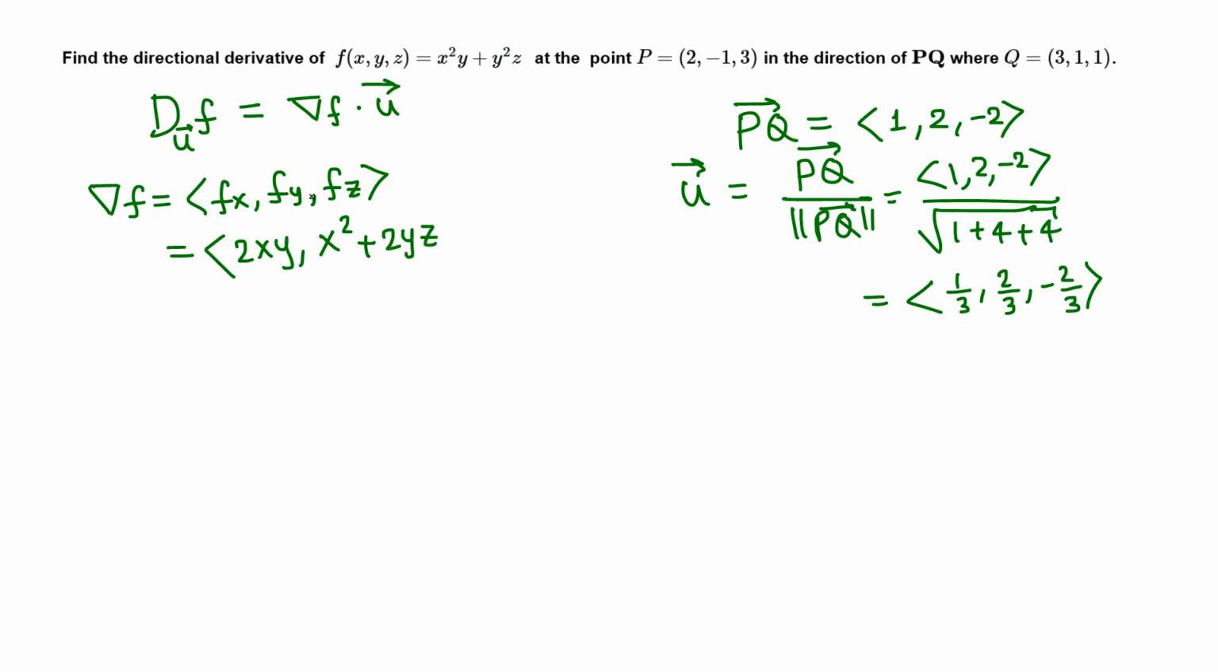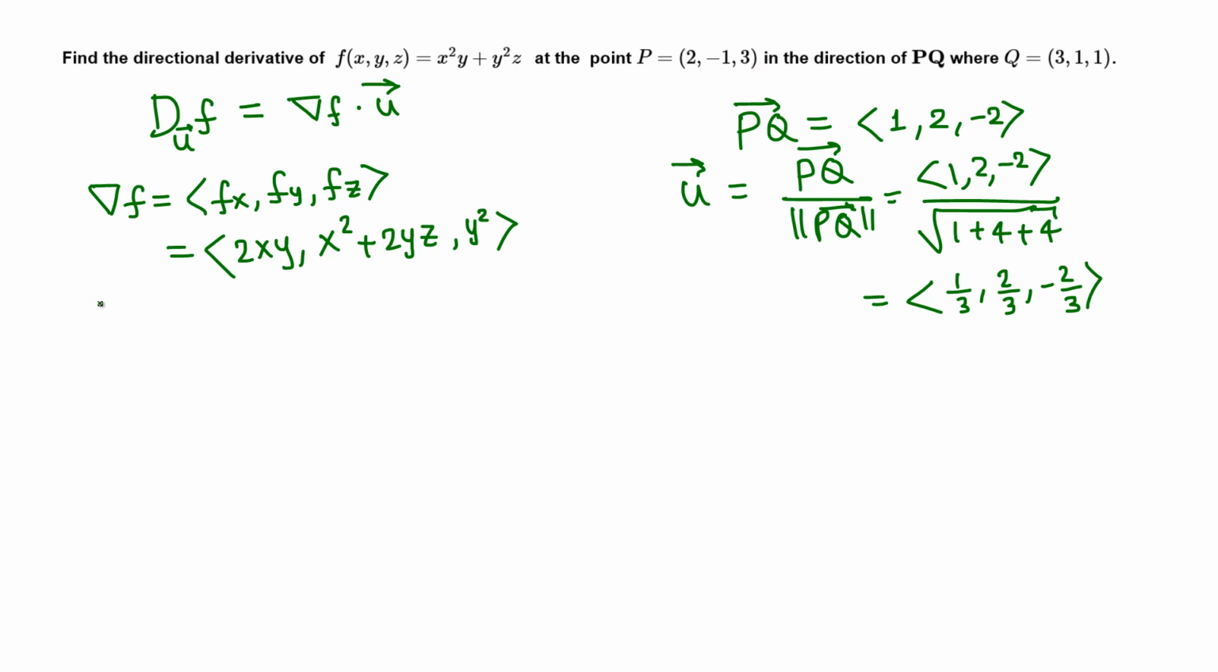2yz is a constant, comma fz, partial derivative of this function with respect to z. There is no z, so 0 plus y squared, derivative of z is 1. y is a constant, so it's y squared. Okay, so that's the del f, and we can evaluate at this point if we like.